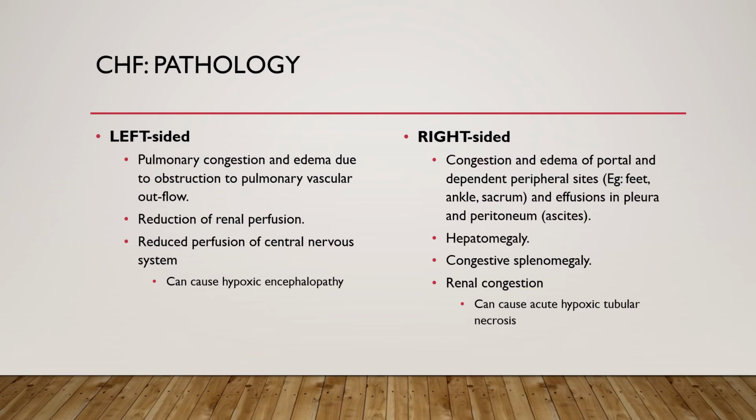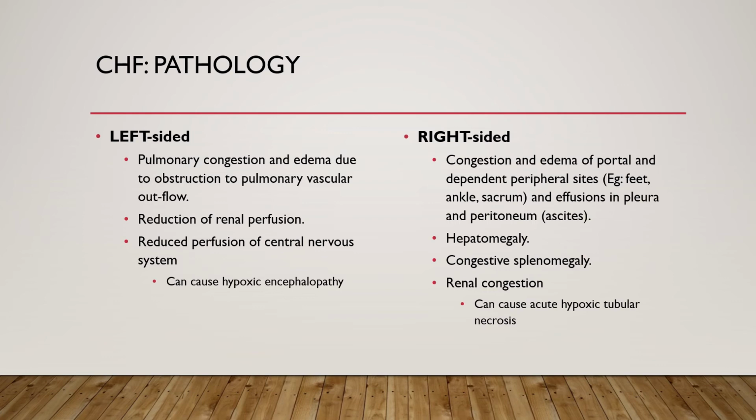So when you think of CHF, you can think about which side of the heart's failing, or if there's complete heart failure. If you want to look at the outward appearance of the patient and try to pinpoint which side of their heart possibly has failure, you can use these to clue yourself in. So for left-sided, you're going to be looking for that pulmonary congestion and edema due to obstruction, reduction of renal perfusion, and reduced perfusion of the central nervous system, which can cause that hypoxic encephalopathy. You have those really confused patients. As far as the reduction of renal perfusion goes, that second bullet point for left-sided heart failure, that confuses you.